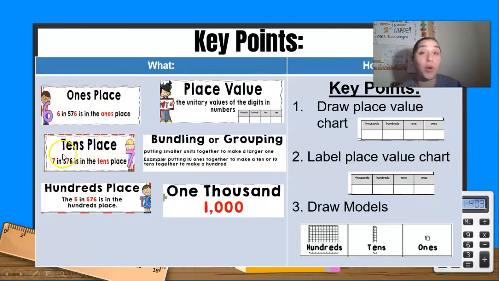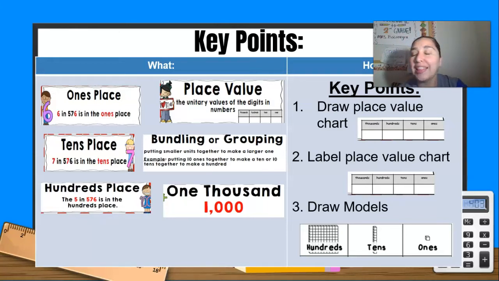Now, the next keyword is tens place. And the tens place in this number, in 576, the 7 is in the tens place. And the value of the 7 tens is 70. Now, the next unit that we're going to talk about is the hundreds place. In the number 576, the hundreds place is the 5. And the value of that 5 is equal to 500. And then we have the word thousand.